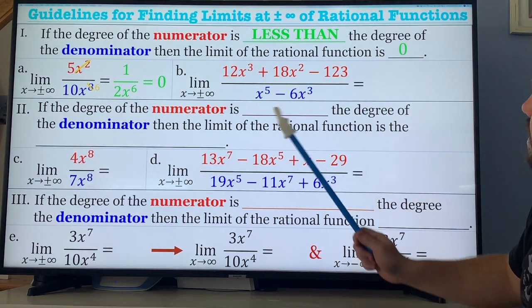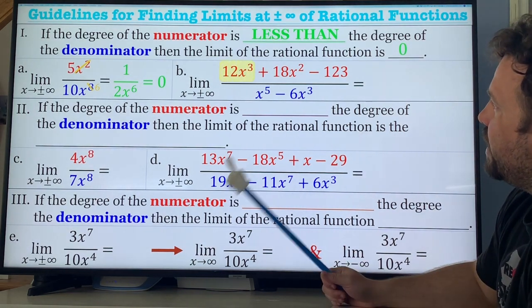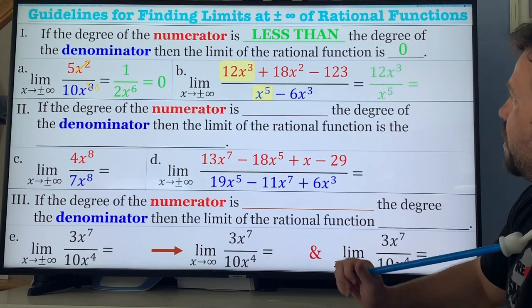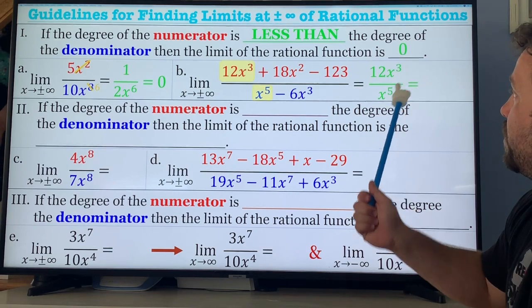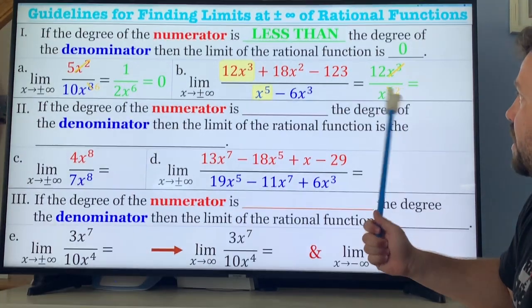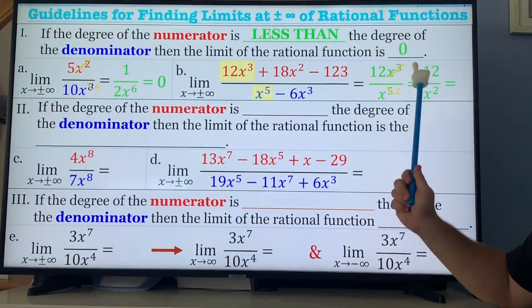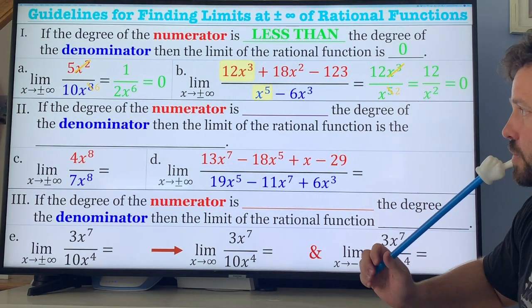Problem B. All right. You take your highest degree terms, 12x cubed and x to the 5th. 12x cubed over x to the 5th equals, where do I have more? Well, if I reduce, I see I have 2 more on the bottom. And you get 12 over x squared. Since there is more on the bottom, your answer is indeed 0. All right, any questions? Awesome.